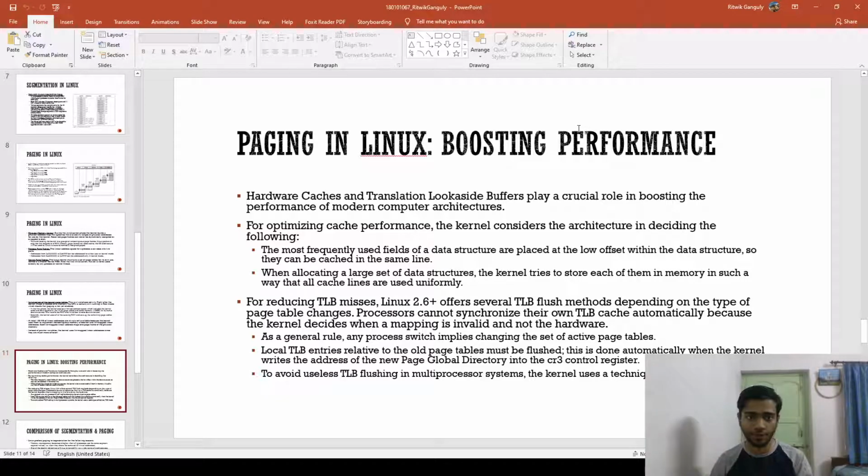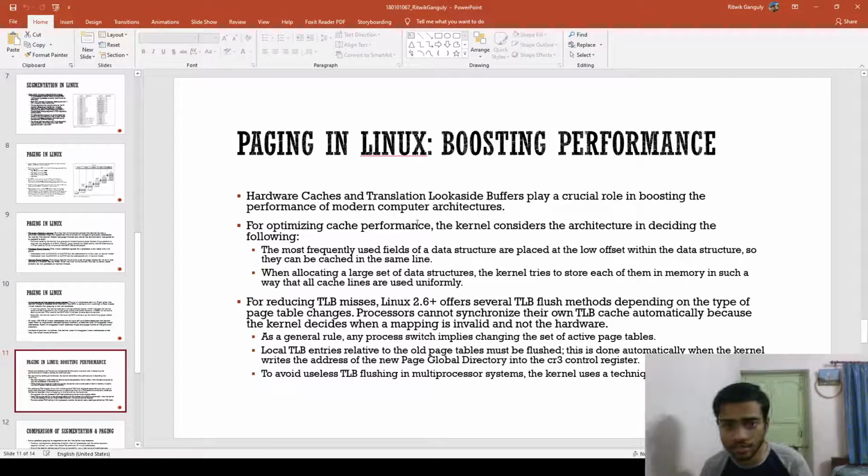can also boost the performance. There are hardware caches and translation look-aside buffers. I'm coming to translation look-aside buffers at a later stage. Let's first see the hardware cache. For optimizing cache performance, the kernel considers the computer architecture in deciding the following. It will see the most frequently used fields of a data structure, and when allocating a large set of data structures, the kernel tries to store each of them in memory in such a way that all the cache lines are used uniformly. Instead of one cache line storing all the data, we are uniformly distributing it among all the cache lines.